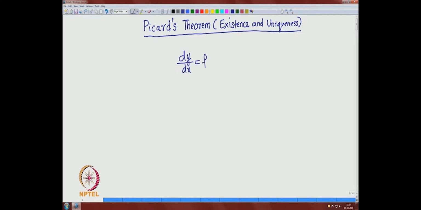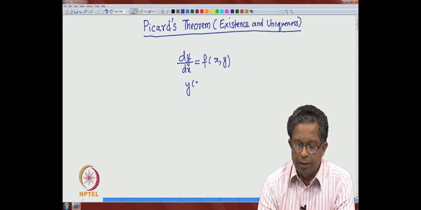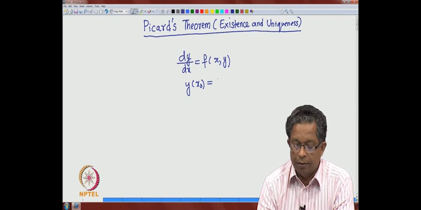Welcome back to the existence and uniqueness theorem of initial value problems. In the last lecture, we have seen that an initial value problem has a unique solution if the function satisfies a Lipschitz continuity condition with respect to the dependent variable y. So, we deal with the initial value problem dy/dx is equal to f of x, y, and the initial condition is y at x 0 is y 0.